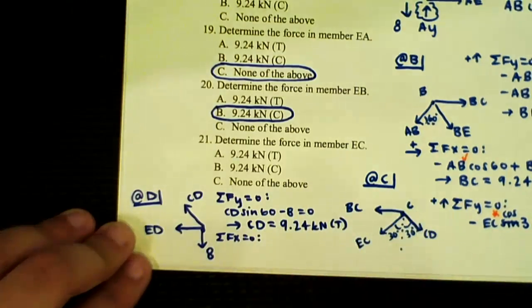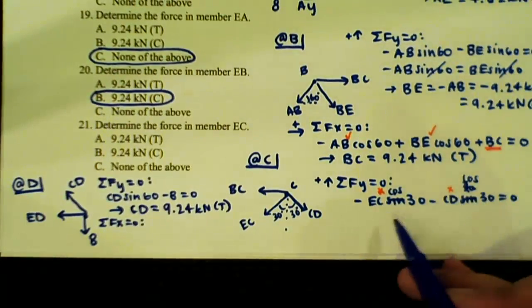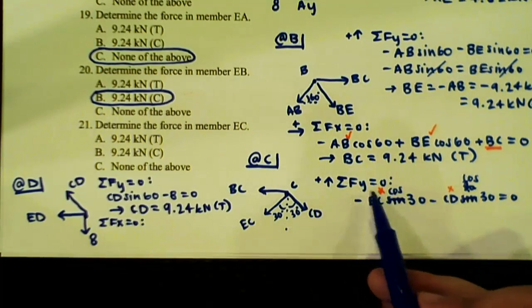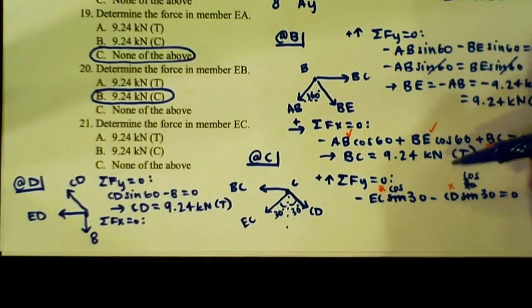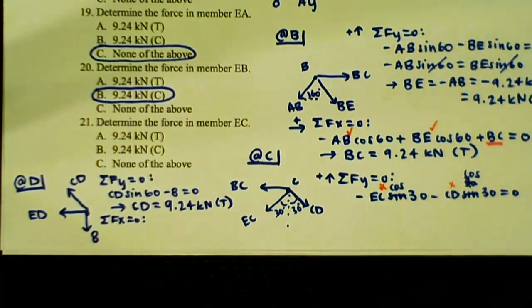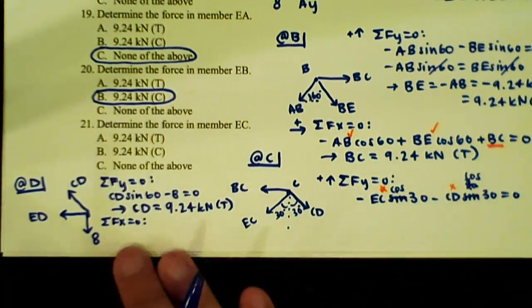So you jump to D because at C you have some missing info. Again, we had two unknowns at C and the sum of forces in the y. So you can either do your sum of forces in the x and solve for EC or CD and plug it back in, or you can just jump over to D and solve for CD. Okay.